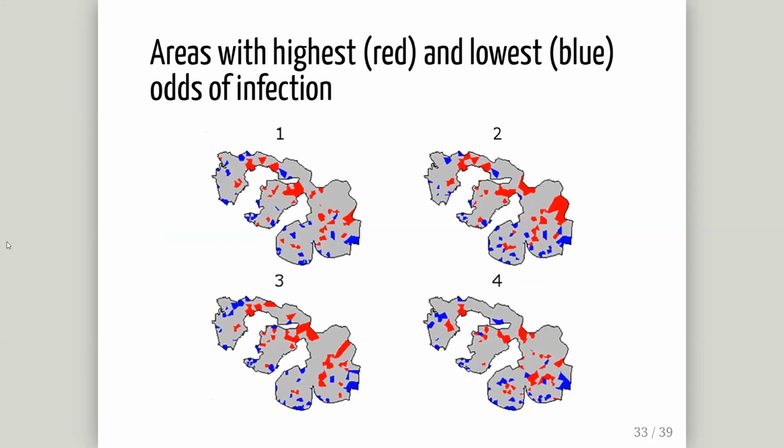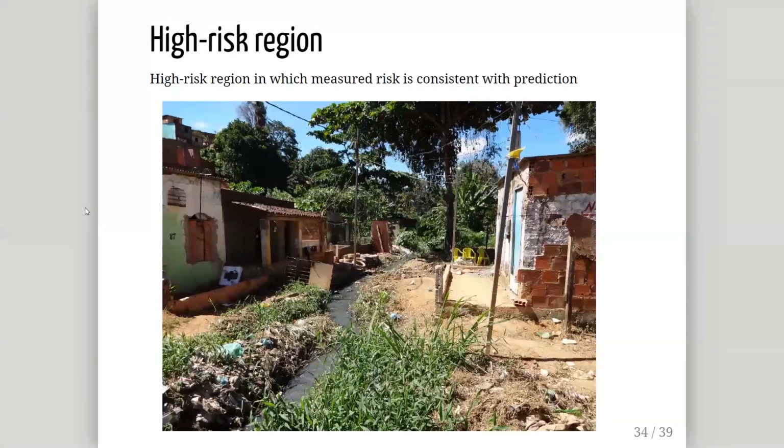The areas with the highest risk are located in the lowest part of the valleys where the conditions are worse. And the areas with the lowest odds of infection are located in the more elevated areas. So the model included fixed effects and random effects. And now we can examine the residuals to identify areas where the risk is higher or lower than predicted by the risk factors.